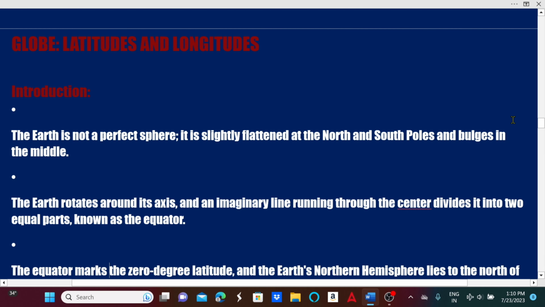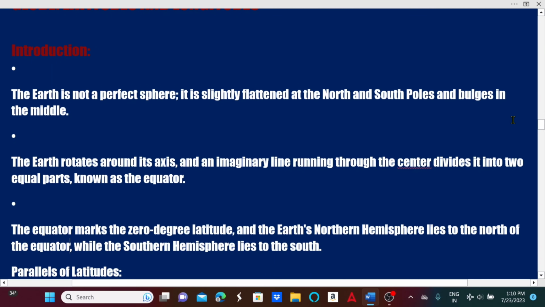The equator marks the 0 degree latitude, and the Earth's northern hemisphere lies to the north of the equator, while the southern hemisphere lies to the south. So on the north side of the equator is the northern hemisphere of the Earth, and on the southern side of the equator is the southern hemisphere. Hemisphere means half circle. Half the Earth is on one side, half on the other, exactly equal parts.